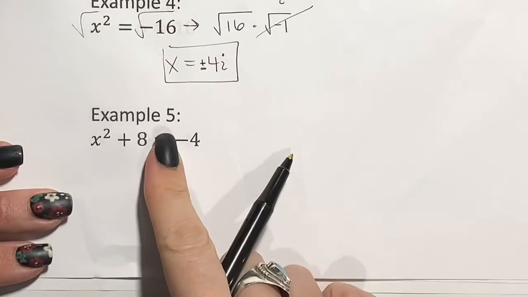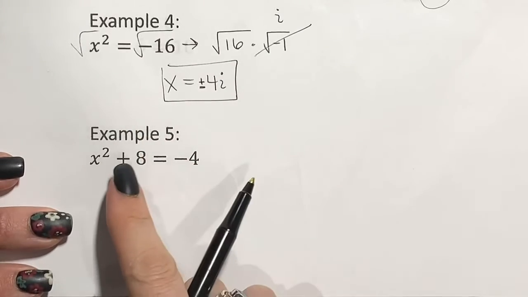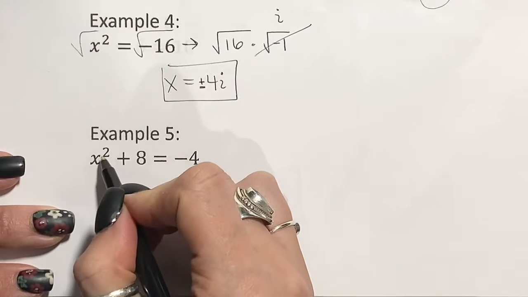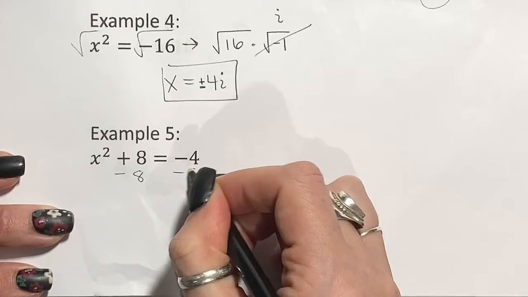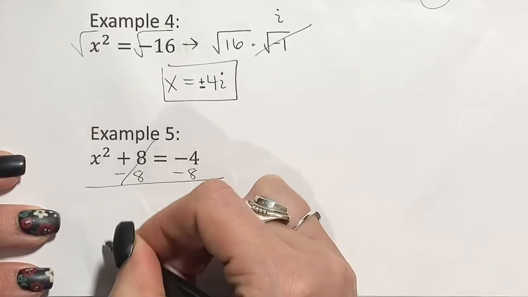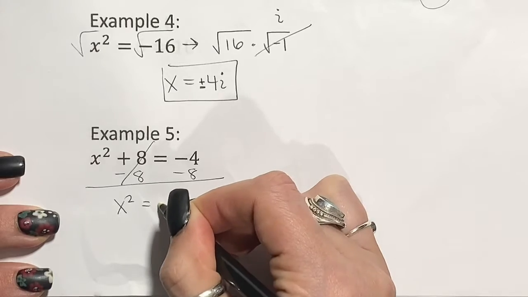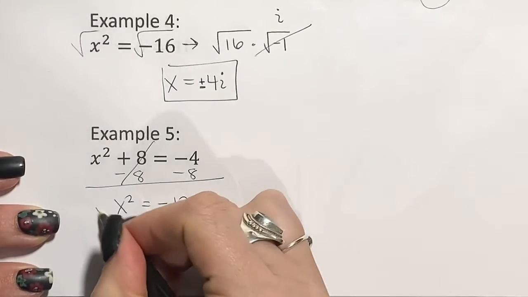Sometimes you might have something that's not just one step. So far, we've only gone right to our square roots, but on these, you might have to move some numbers around first. I can't take the square root of that square while this plus 8 is here. So let's subtract the 8 over first. So those cancel, and I have x squared equals -4 minus 8, which is -12. And then now we can start taking the square root.